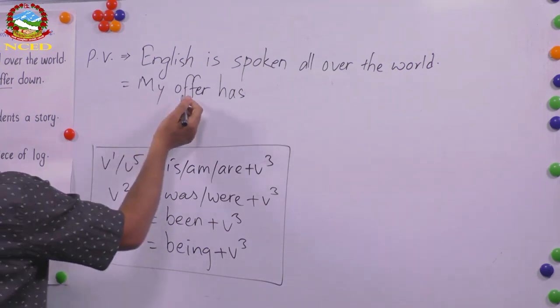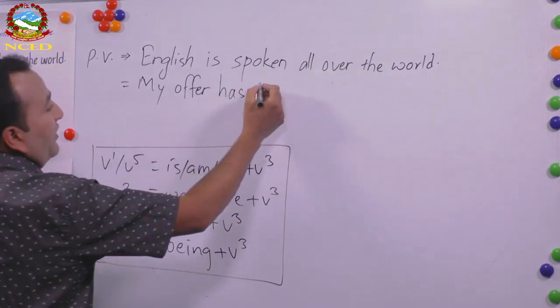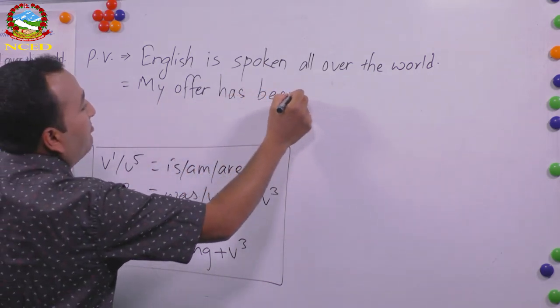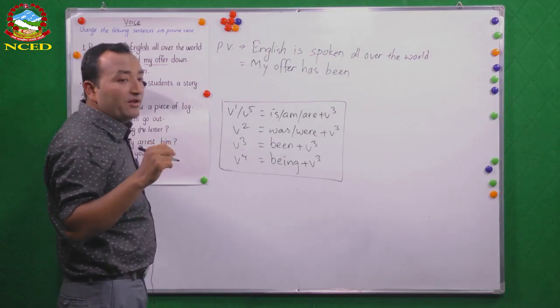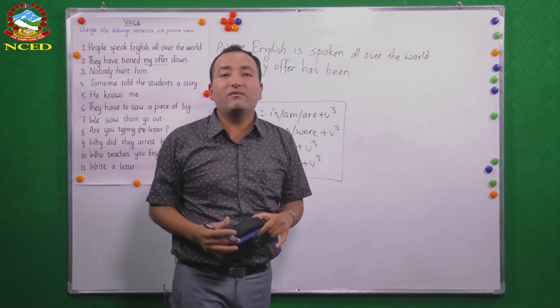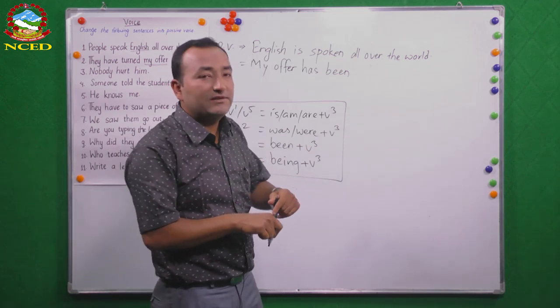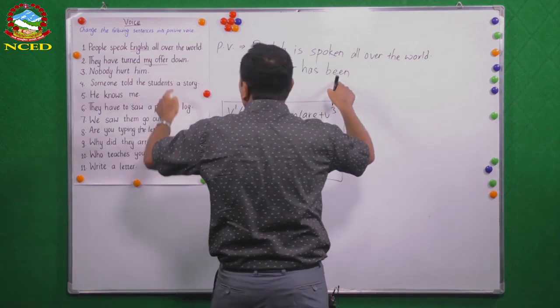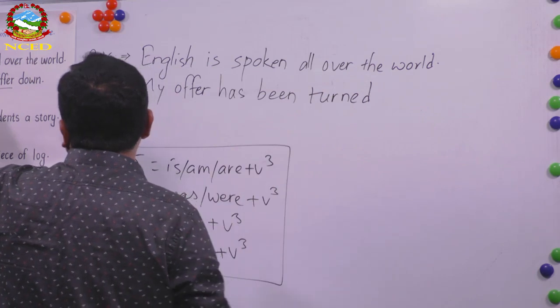Now, let's come to the question. My offer has turned, there is verb 3. So, we write been. Why is it all verb 3, not verb 2? It's because there is have. With has, have or had, we always use the past participle form of the verb. So, it is always verb 3. We write been. Now, verb 3, turned.